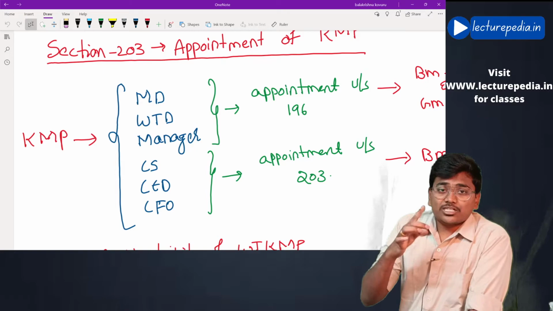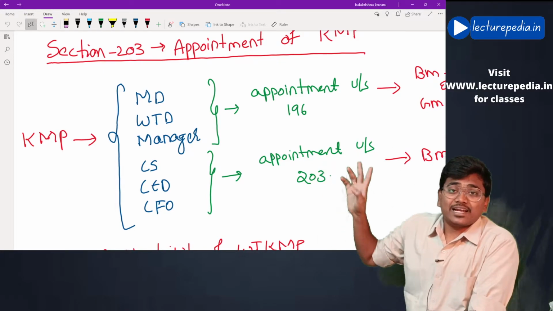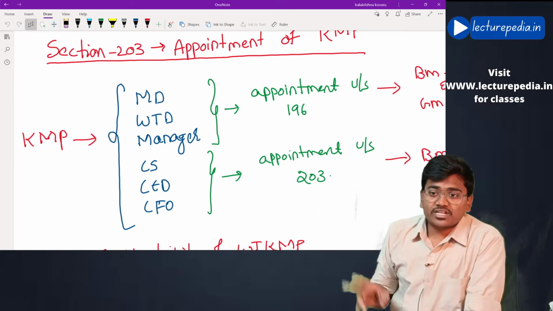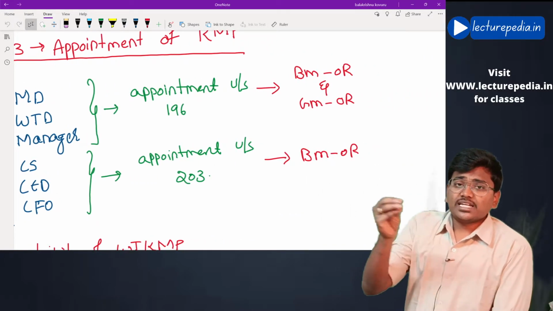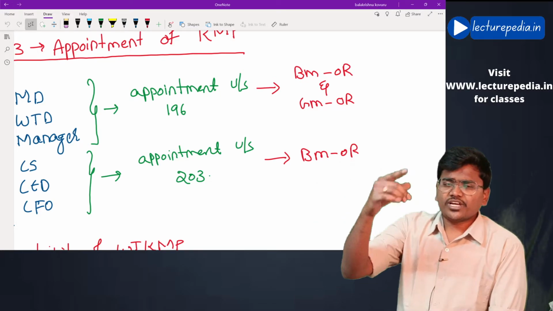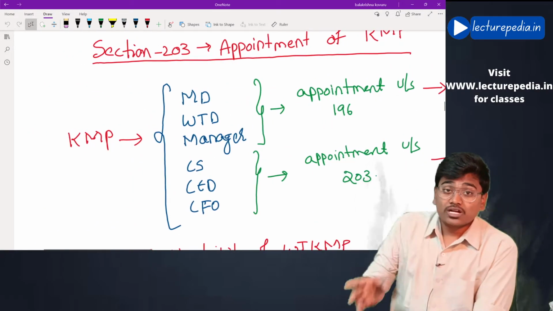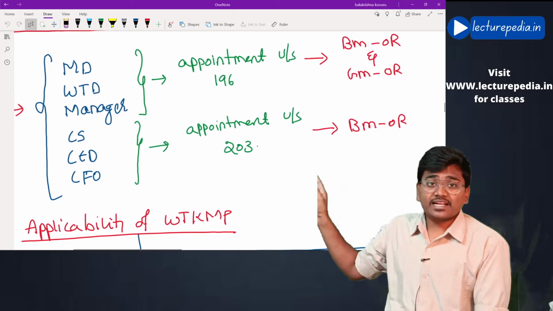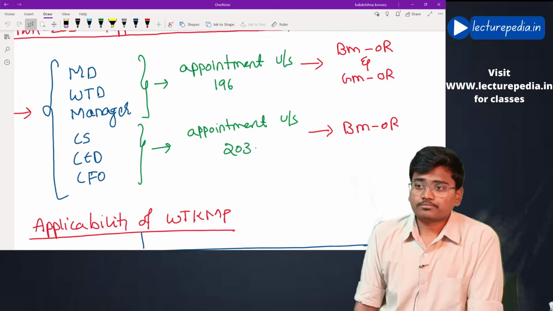Now which section do you have to follow? You have to follow section 196 only for appointing managing director, whole-time director and manager, because that section is specifically dedicated to these three people. Under section 196 what have we learned? Board meeting ordinary resolution is required, general meeting ordinary resolution is required, or special resolution if age is 70 or above. Now for CS, CEO, CFO under section 203, board meeting ordinary resolution is required for appointing the CEO, CFO and CS.